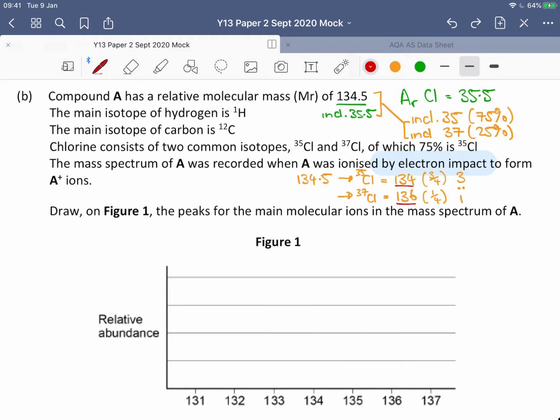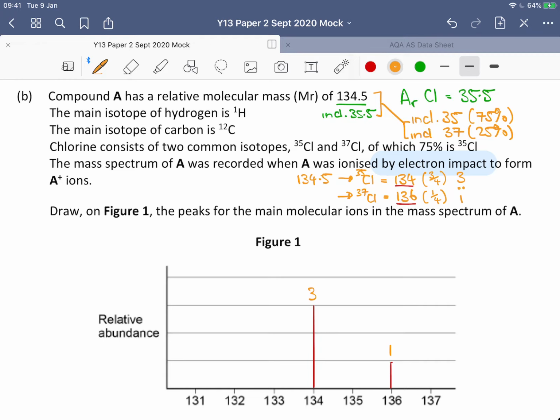Sorry, let me do that again. Let's have a straighter line. We know that 3/4 have a mass of 134 because they have the chlorine-35, and 1/4 have a mass of 136. So 1 mark for putting a peak on 134 and 136, and the second mark for having the correct heights, the 3:1. Yeah, so this is our 3. Sorry, 3:1. Okay.